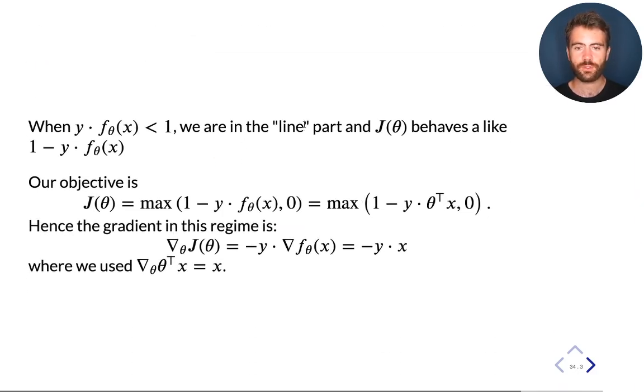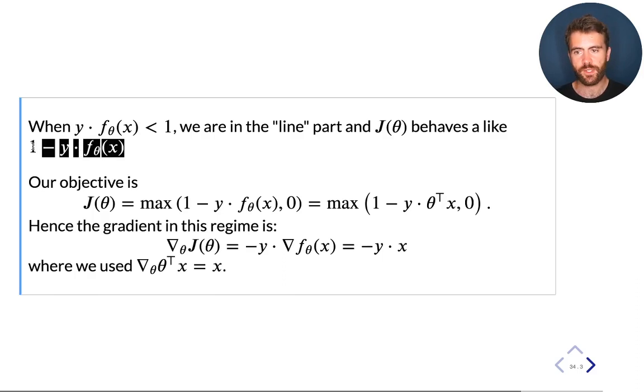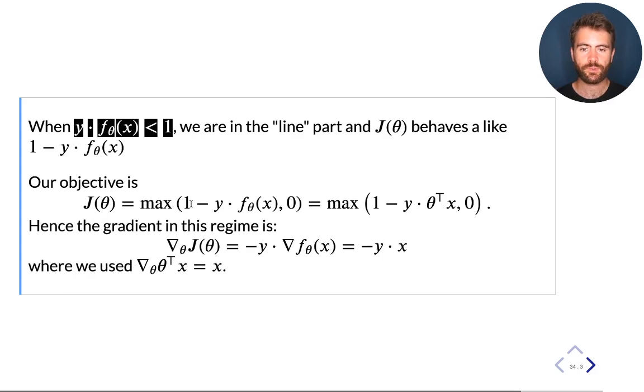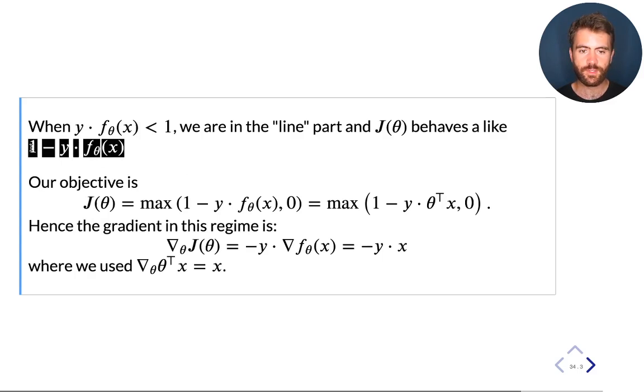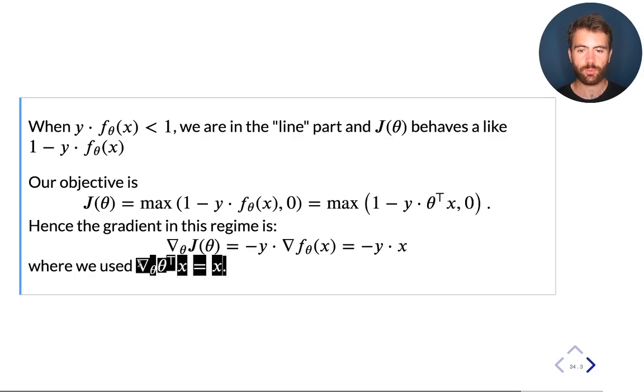So when we're in this linear part, we can get a gradient by simply taking the gradient of this expression, since this is how the function behaves near all the points when this is true. So this is our objective, and in the linear regime, this objective is just this. And so now if we take the gradient of this expression that I highlighted, then we simply have something like this. It's minus y times the gradient of f of x, and since this is a linear model, this is simply going to be minus y times x, where I used this property.